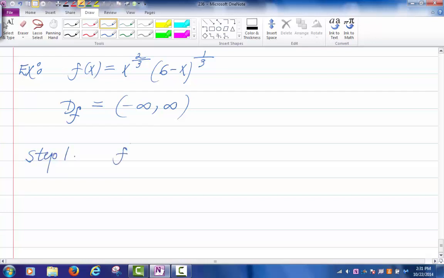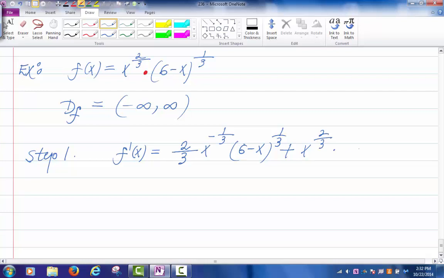Well, what is f prime of x? We apply the product rule by using the two factors, right? Okay, what's the derivative of the first factor? 2/3 x to the negative 1/3, right? Multiplied by the second factor as it is, plus first factor as it is multiplied by the derivative of the second factor.